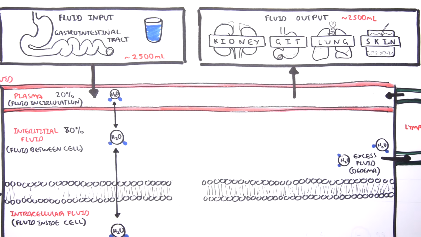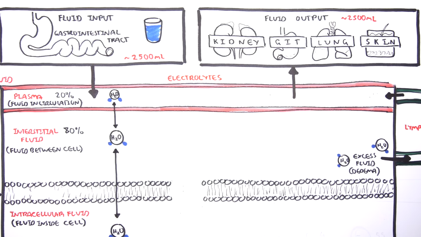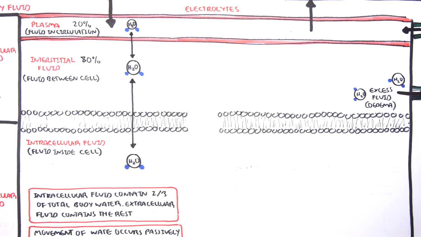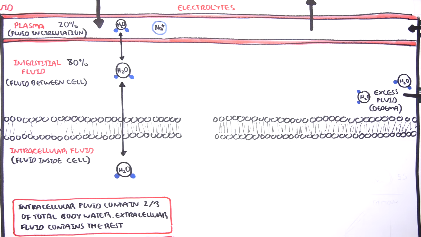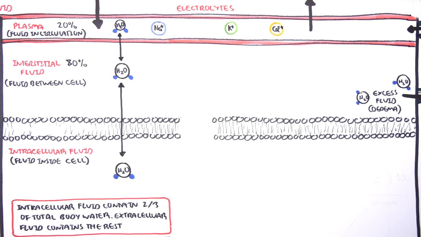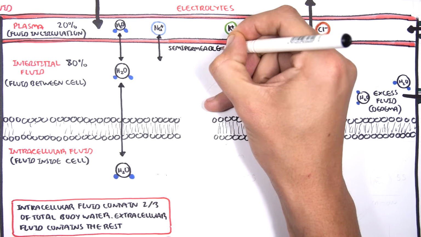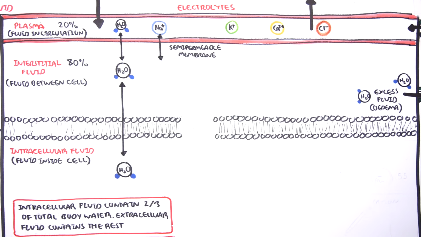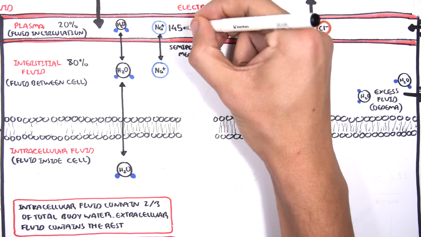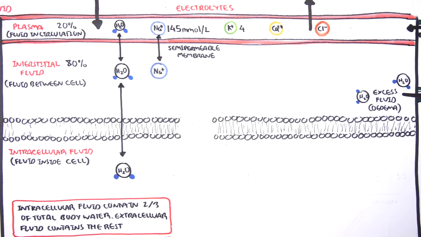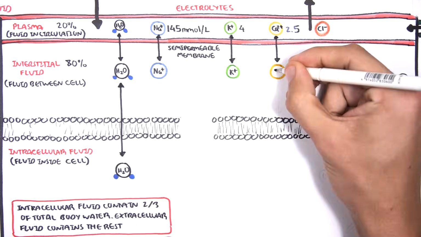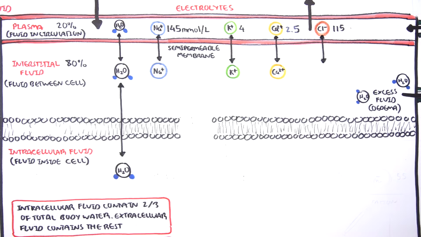Let's now talk about electrolytes. Now we have many electrolytes that are distributed throughout the body's compartments. In the extracellular fluid, we can find sodium, potassium, calcium, and chloride, which can move between the plasma and the interstitium via semi-permeable membranes. The concentration of electrolytes in the plasma and the interstitium is about the same. For example, sodium in blood is about 145 millimoles per liter. Potassium is 4, calcium is 2.5, and chloride is 115 on average.